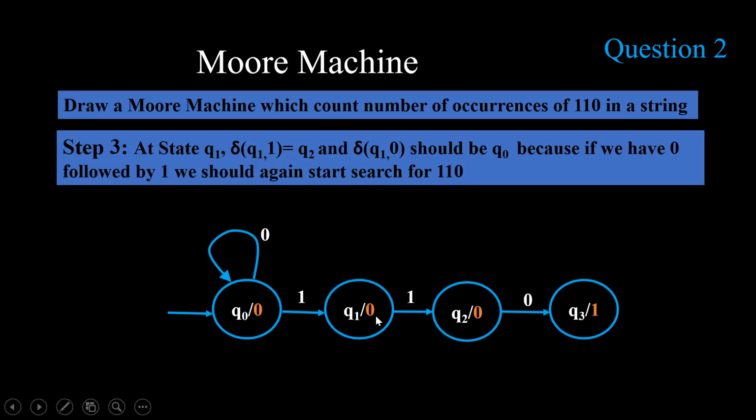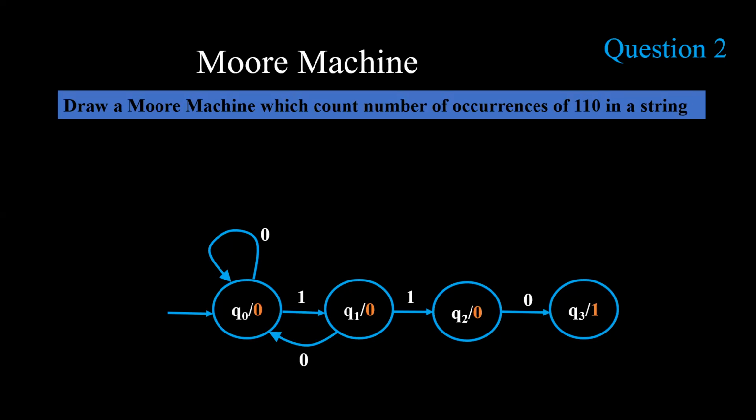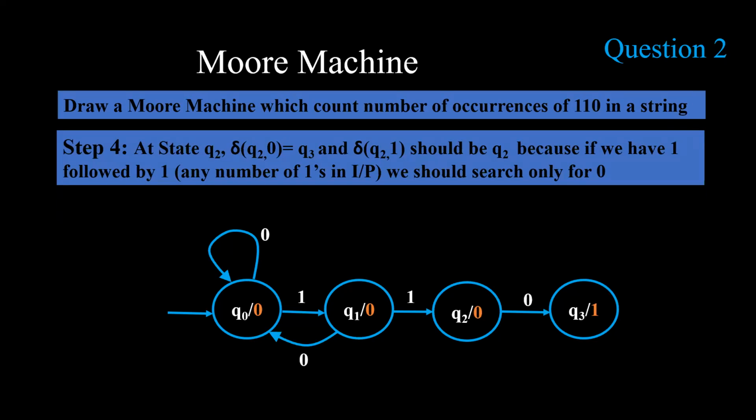We just need to find out what the output should be when Q1 gets 0. Since 1 followed by 0 will not make any sense, we will make a move from Q1 on 0 to Q0. So we have completed the first 2 states of the DFA. Now we move to Q2. In Q2 corresponding to 0, we already have a state, that is Q3.